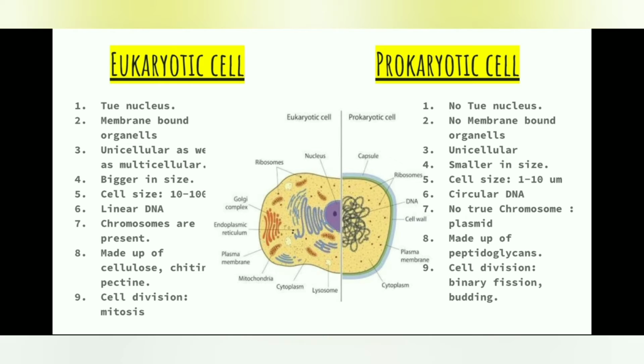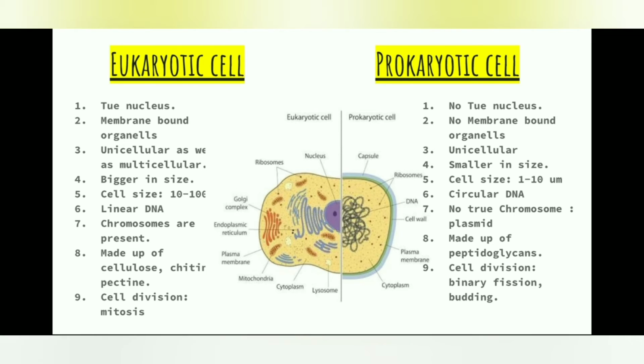Prokaryotic cell size is only 1 to 10 micrometer in diameter, so we can't even see them with the naked eye. Eukaryotic cell size is 10 to 100 micrometer in diameter, which is so huge in front of bacteria.